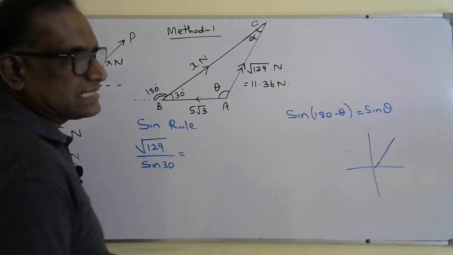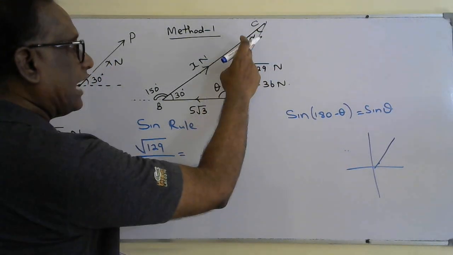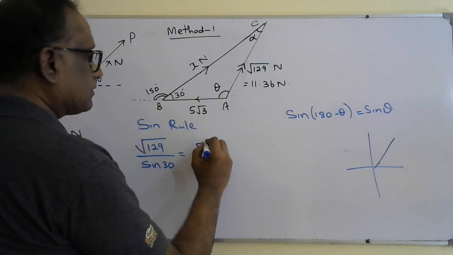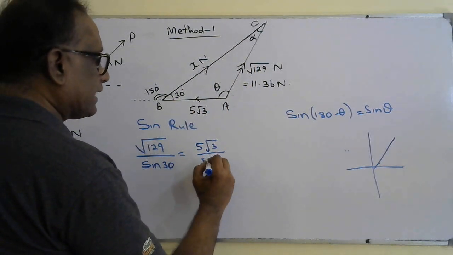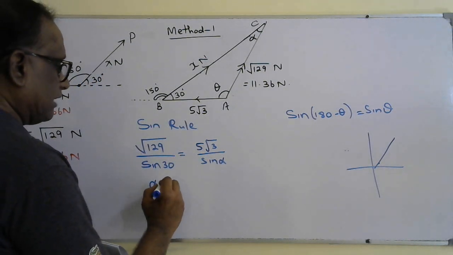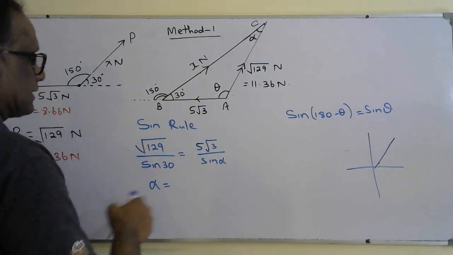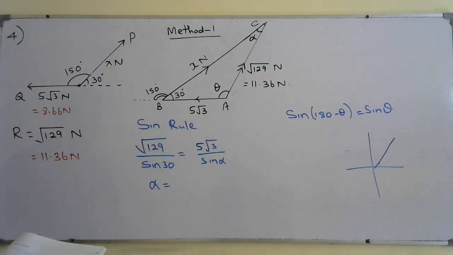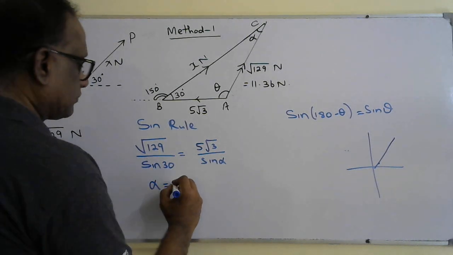Find the alpha. That's easy. Rather than getting that confusion, find the alpha. That is 5 root 3 over sine alpha. We know everything except sine alpha. So solve it and find sine alpha. Make it the subject, cross multiply and find alpha. You will get alpha equal to 22.4 degrees.